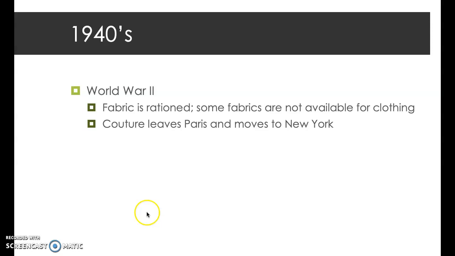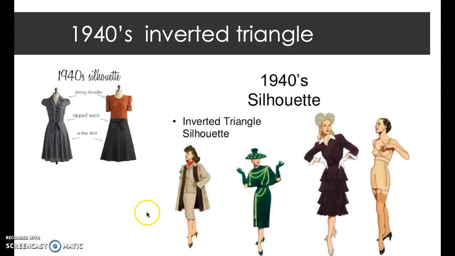All right, last one. 1940s is World War II. Fabric is rationed, so some things are not available. And Couture leaves Paris and moves to New York. So our silhouette is the inverted triangle.